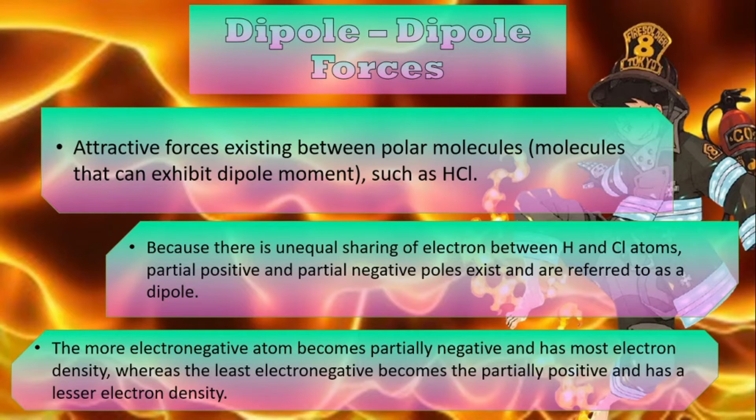Because there is an unequal sharing of electrons between hydrogen and chlorine atoms, partial positive and partial negative poles exist and are referred to as dipoles. The more electronegative atom becomes partially negative and has the most electron density, whereas the least electronegative becomes partially positive and has the lesser electron density.